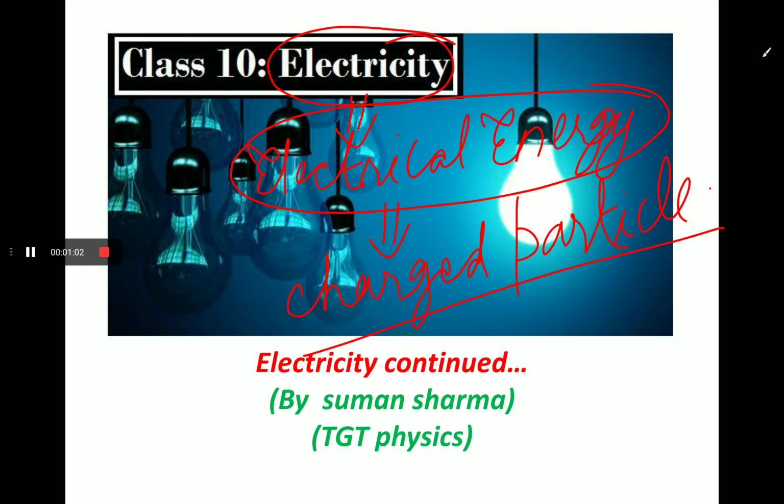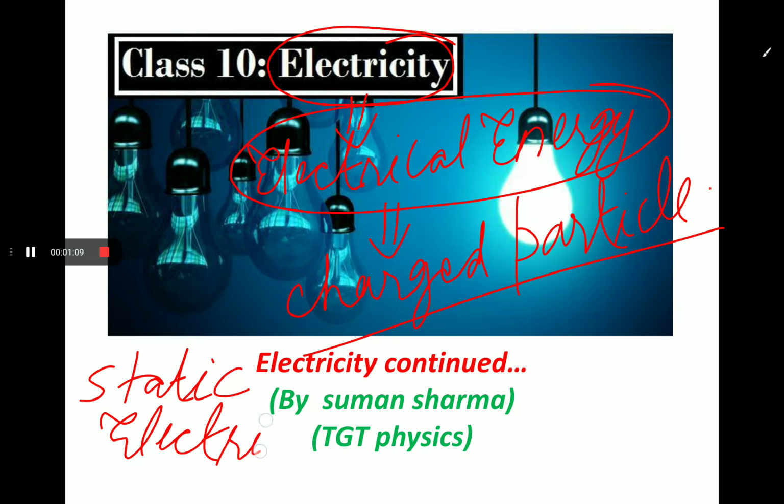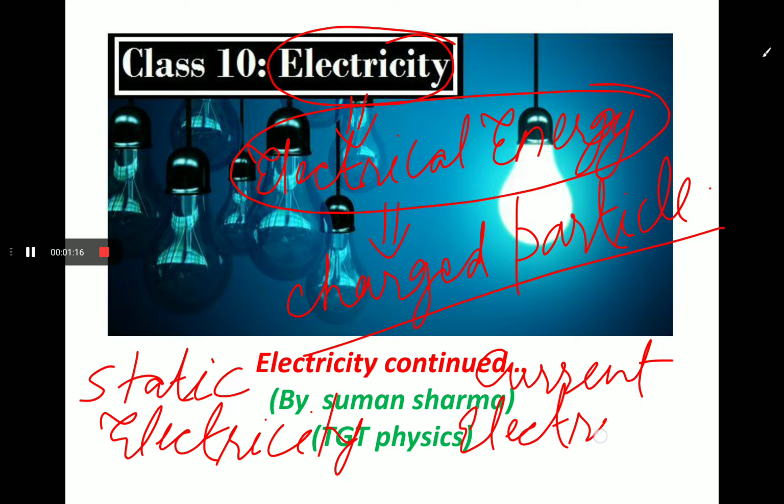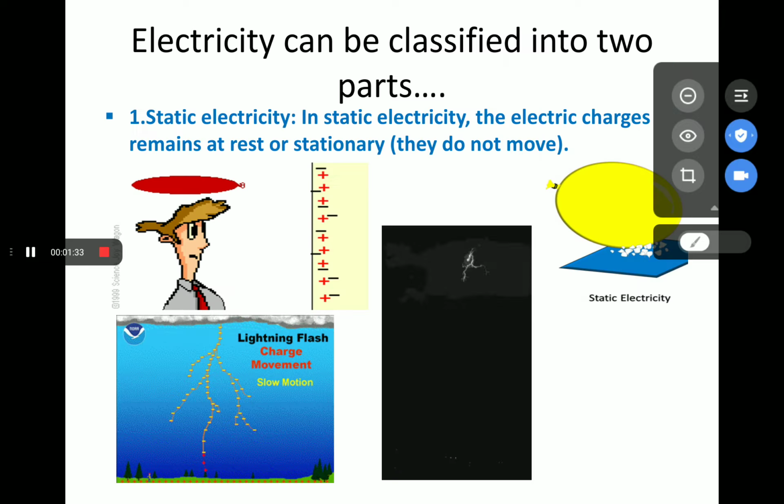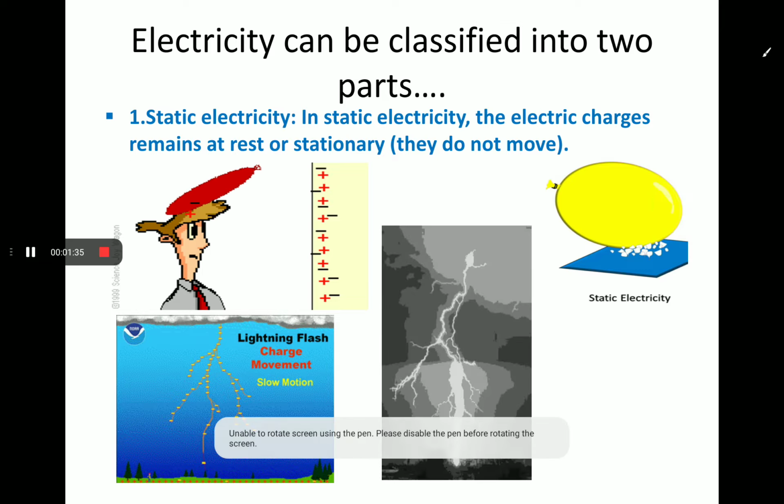Now, electricity can exist as static electricity and current electricity. Here the word suggests that static electricity means the charges are at rest, while current electricity, also known as dynamic electricity, is one in which the charges are in motion. Now, in the next slide, we will define static electricity.